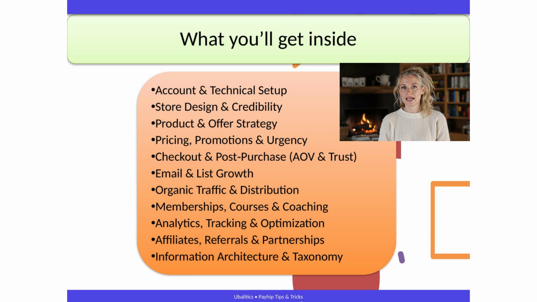Inside, you'll find 60 field-tested tactics organized into 11 clear sections: account and technical setup, store design and credibility, product and offer strategy, pricing, promotions and urgency, checkout and post-purchase to lift AOV, email and list growth, organic traffic and distribution, memberships, courses and coaching, analytics and optimization, affiliates and partnerships, and information architecture. Think of it as your step-by-step playbook for Payhip.